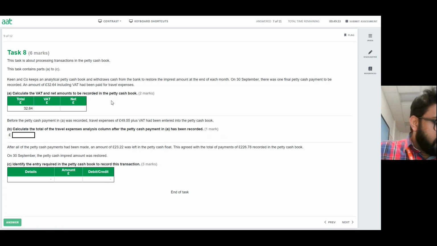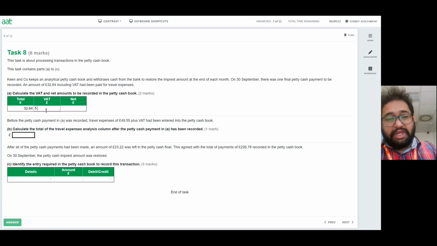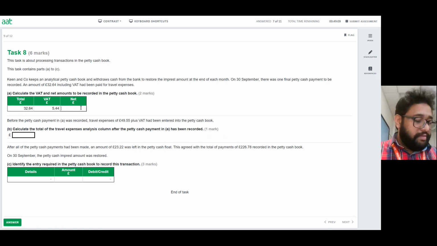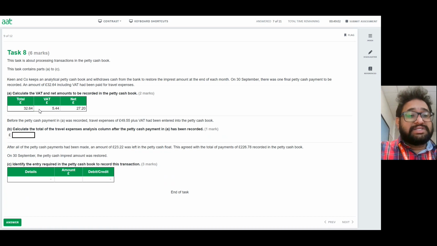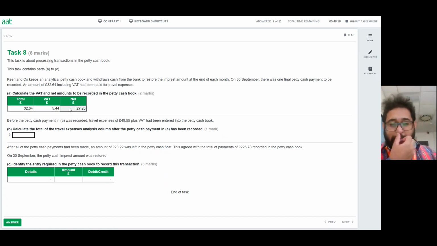So if you want to calculate the VAT, you can either divide it by 6 directly or divide by 120 and multiply by 20. You can do either way, all right? Because 120 is the total amount including VAT, and you find 1% and then you multiply by 20%, which is the VAT. So here the VAT is coming to £5.44. And then once you get that, your net is going to be 5 times this VAT amount because it's 100%, which is £27.20. Or you can minus this from here, and then obviously we'll get the same amount of £27.20.